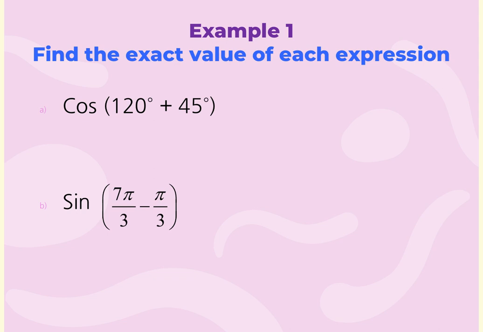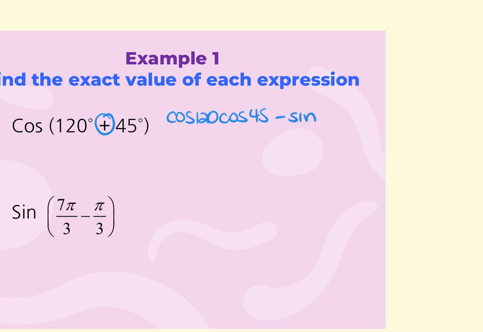So the first example already lays it out for you. It says find the exact value of each expression, and it gives you the two angles that it's broken down into. So A says the cosine of 120 plus 45. My pattern for cosine is: cosine, cosine, sine, sine. And do I match the sign or do the opposite? Opposite. So I would do cosine of the first angle, 120, cosine of the second angle, 45. I change the sign for cosine, so it's minus sine of the first one, sine of the second one.